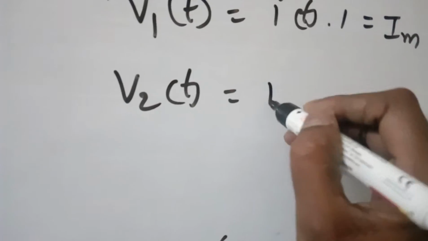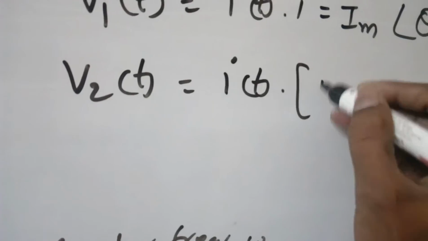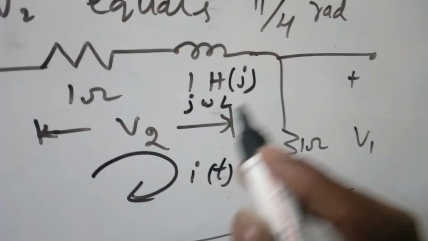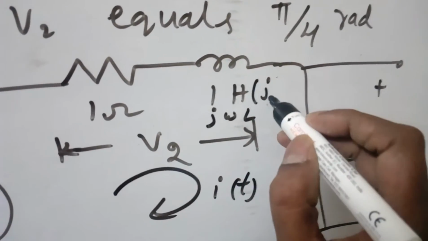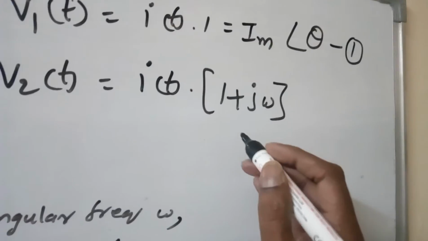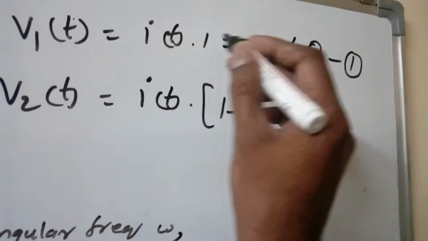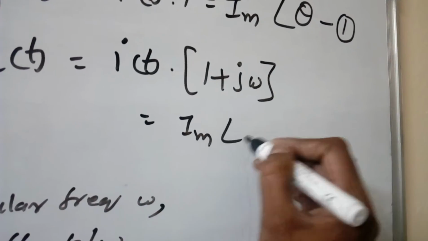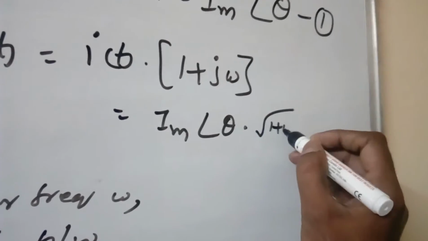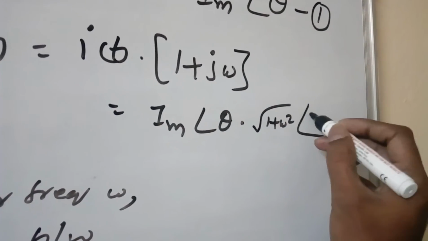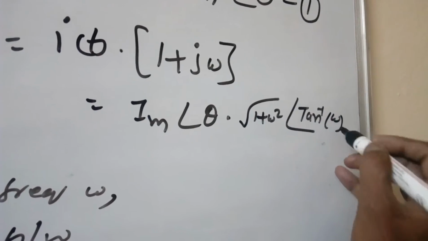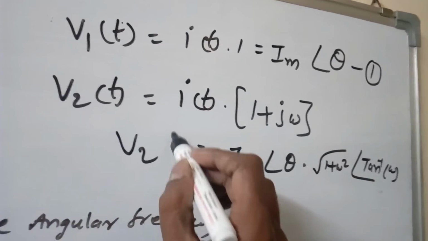So this is I of t into the impedance, which is 1 plus j omega, because this is omega L, so this should be j into omega. So this is 1 plus j omega. Now how can I replace this one? This is the I of t as Im angle theta into, if I find the magnitude, it is square root of 1 plus omega square, and the angle is tan inverse of imaginary part by real part, so that is omega. Now this is V2 of t.